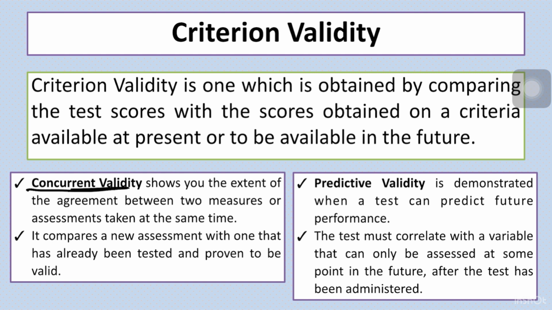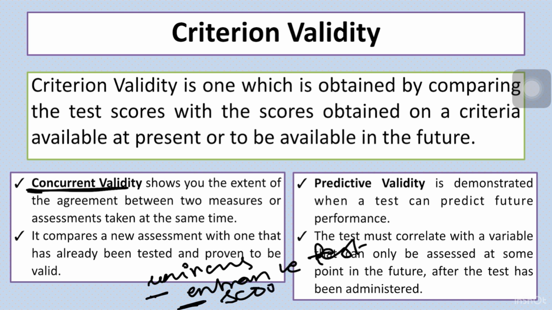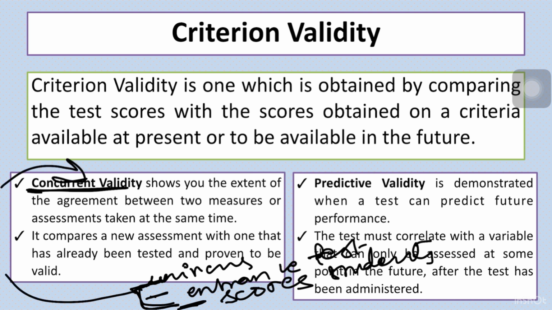Now let's understand this with the help of an example. Concurrent validity: say for admission in a university, there is a certain entrance test, there are certain marks of the entrance test, right? And the scores already obtained by the students in previous subjects, right? So if we compare these two at the present, this is the concurrent validity.